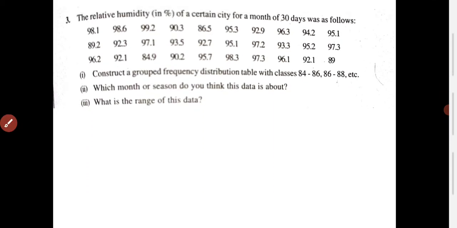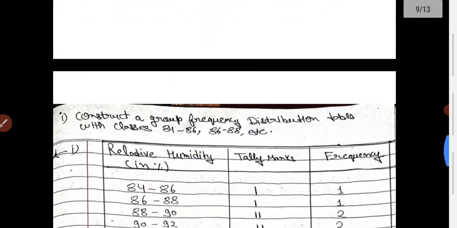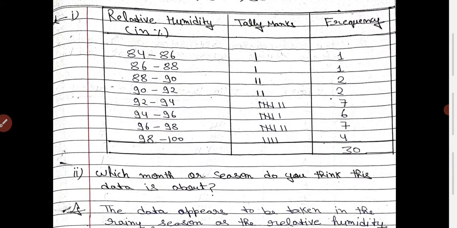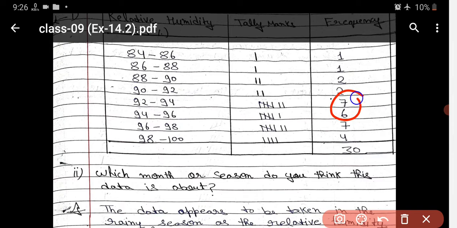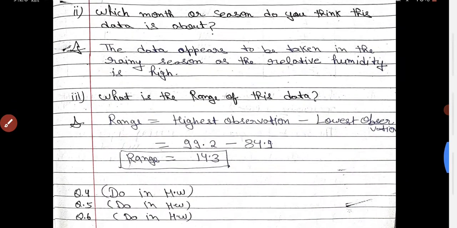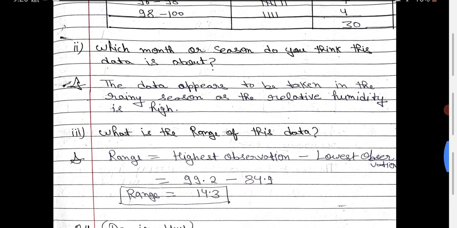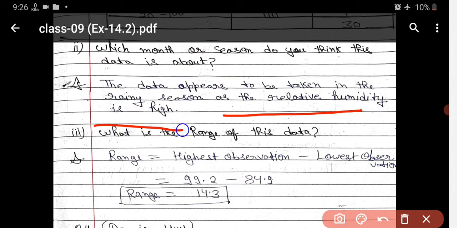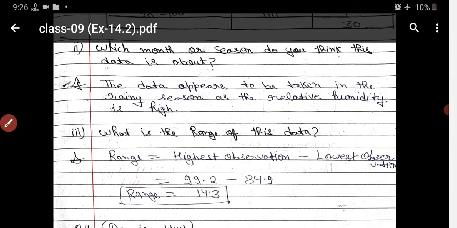Now which month or season do you think this data is about? Just see here, humidity is very high. What is the maximum value? Maximum frequency is 7, so very high, up to 92 to 94. This humidity is high only in a month of the rainy season. So it means this data appears to be taken in the rainy season. Why is it the rainy season? As the relative humidity is high. In the rainy season, relative humidity is always high, that's why.